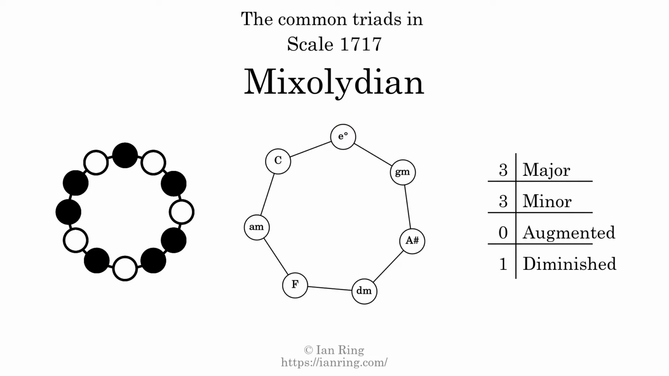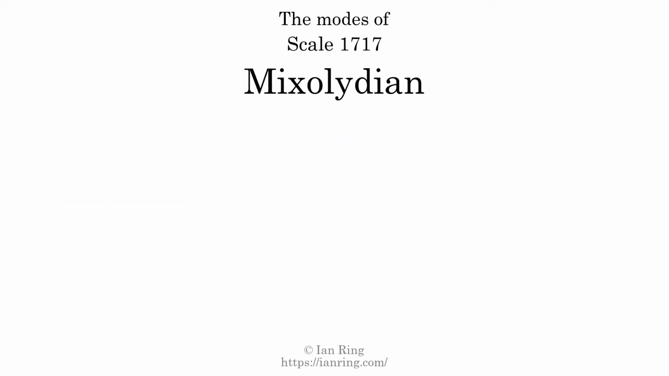Here is a Hamiltonian path of parsimonious voice leading that uses all the triads. This scale has 7 modes. The first mode is itself. The second mode is scale 1453, also known as Aeolian.